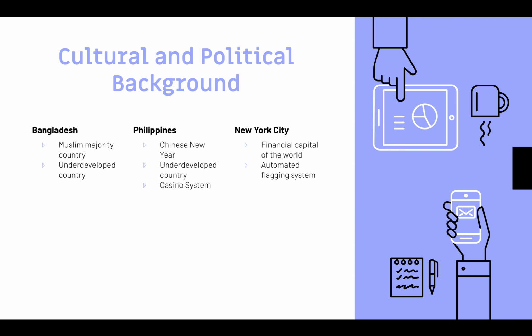Now, to really understand the nuances behind the attack vector, we have to understand the cultural and political background of the areas that were affected. Looking at Bangladesh, it is a Muslim majority country which observes the working weekend on Friday and Saturday, as opposed to Saturday and Sunday here in the States. They're also an underdeveloped country. They don't have the same resources that most developed countries do to protect the cyber infrastructure of their banks.